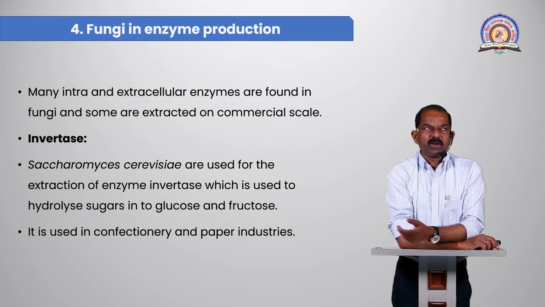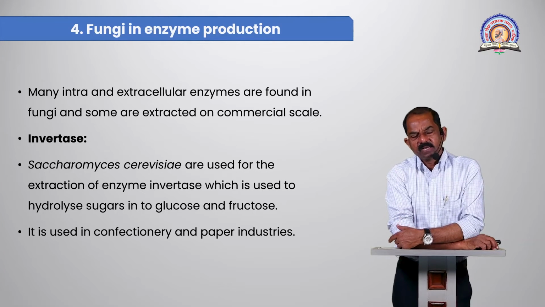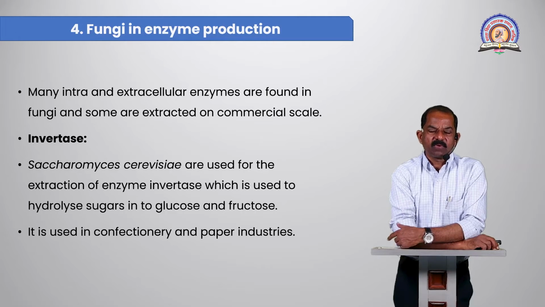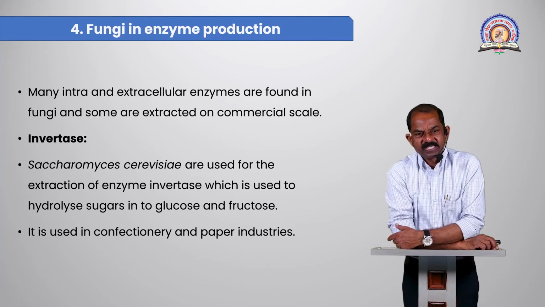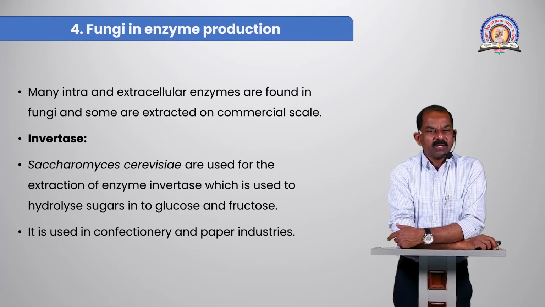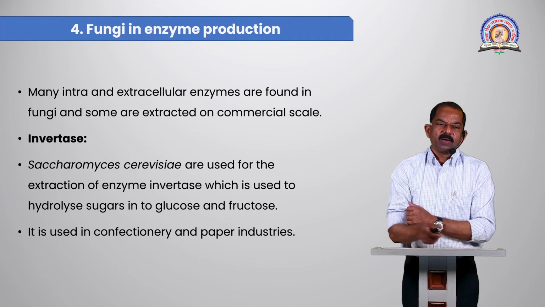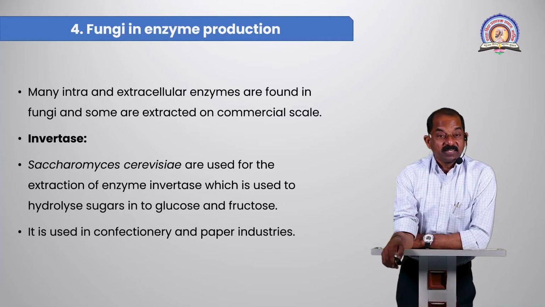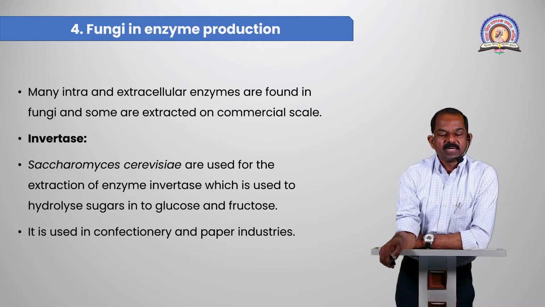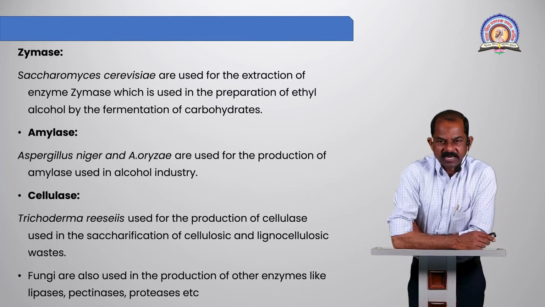Out of them, one which is given here is invertase. Saccharomyces cerevisiae is used for the extraction of enzymes like invertase, which is used to hydrolyze sugar into glucose and fructose. It is generally used in the confectionery and paper industries. So such enzymes, like invertase, play an important role in different industries, and are obtained simply with the help of fungi.